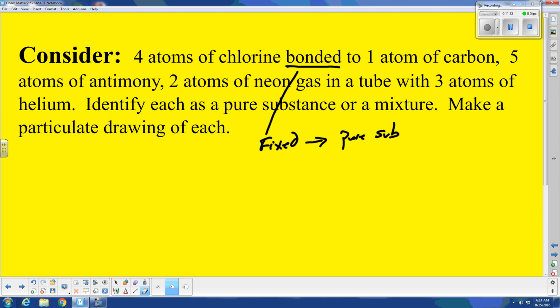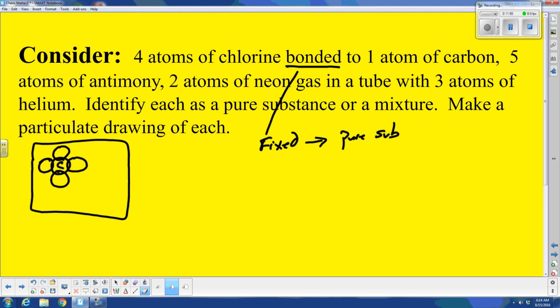So let's come over here. Let's put these in a box. So how would I draw that? I have a carbon, so let's put a carbon in here. And then I'm going to have to put 4 atoms of chlorine. Chlorines are pretty big, much bigger than carbon, but we'll learn that later. So let's draw carbon smaller, and big old chlorines overlapping. There you go. So these would be my chlorines, there would be my carbon, something like that would be your picture.